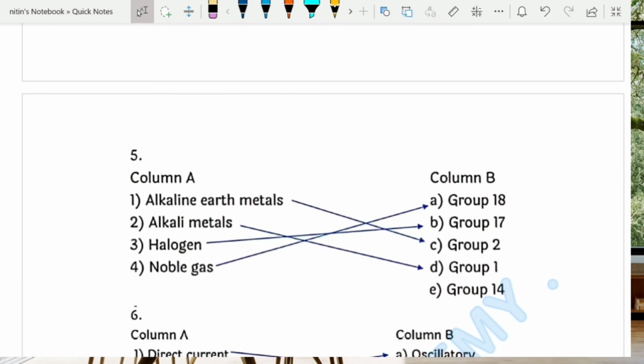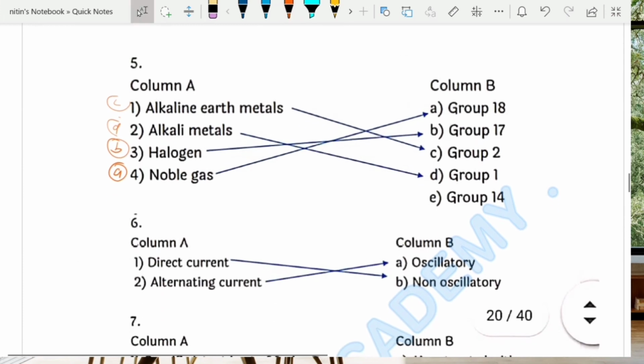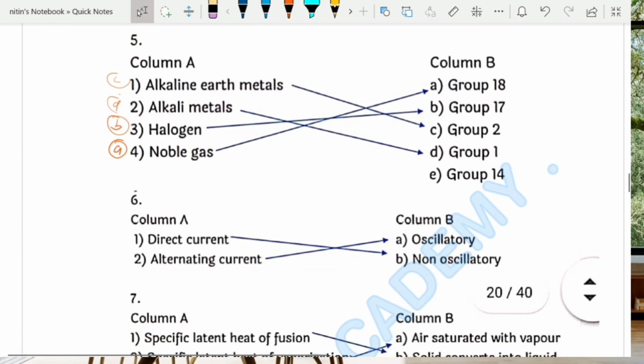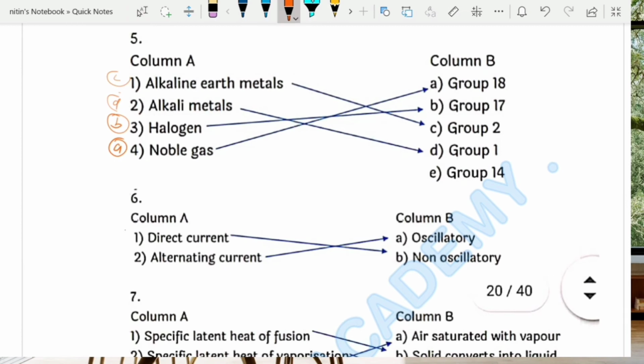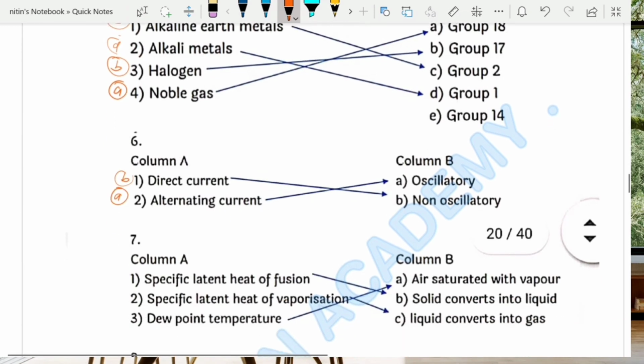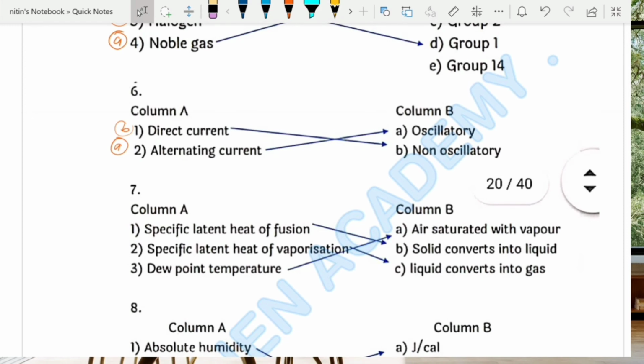Alkaline earth metal is group 2, option is C. Alkali metal D, halogen group is B, so group 17, and noble gas is 18. Any group answer column number A. Direct current is non-oscillatory, and alternating current is oscillatory, it is B or A. Very simple. Specific latent heat of fusion is solid, option B. Specific latent heat of evaporation, option C. Liquid evaporation into gas, and dew point is the air saturated with water, option A.